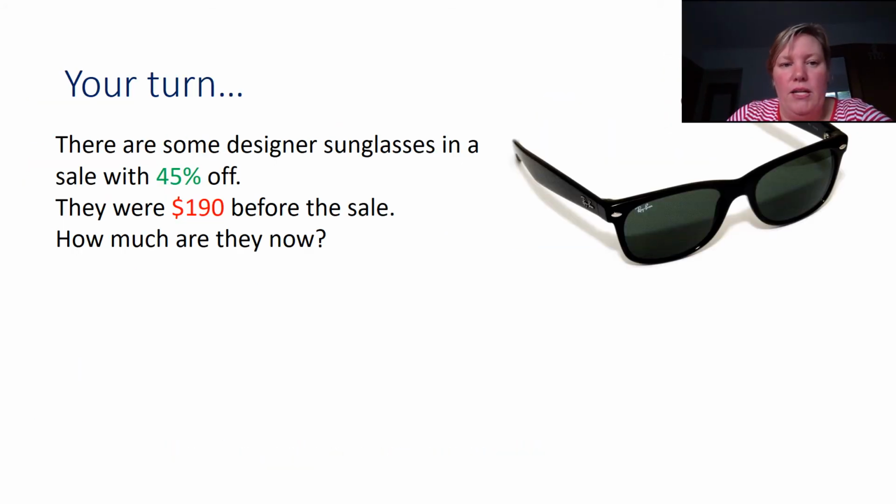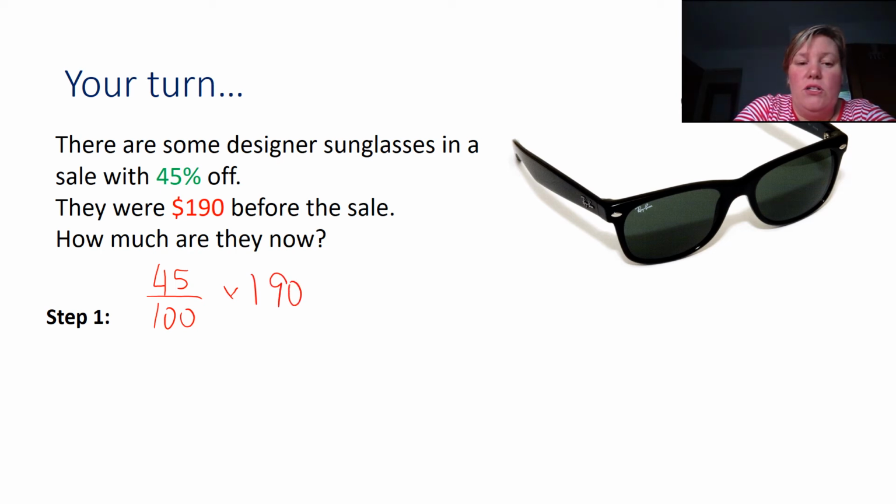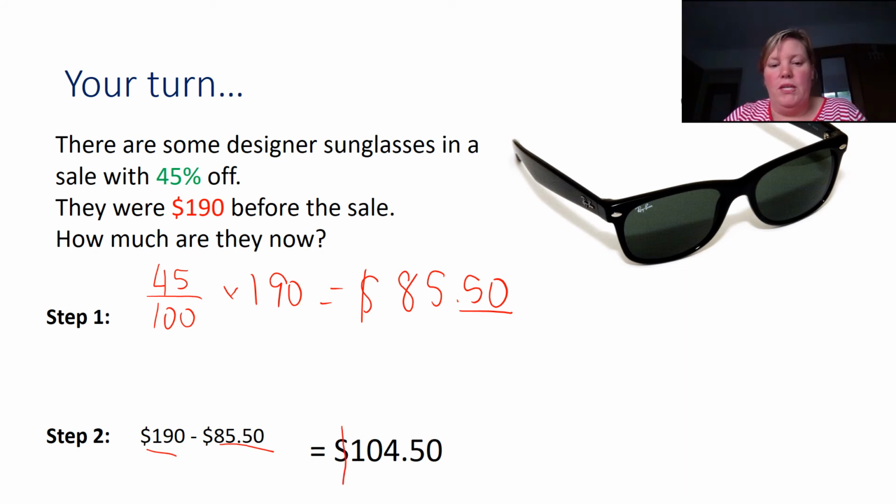Next one, third one, there are some designer sunglasses in a sale with 45% off. They were $190 before the sale. How much are they now? Well, $190. Oh, look at them, they're Ray-Bans. Good job. Step 1 again, find the 45%. So here's the 45% of the $190. What's that going to be? Quite a lot of money. And then subtract it off. So that was $85.50. Now again, notice that 2 decimal place rounding. So here's my original minus the discount, and so the price I'm actually going to pay is $104.50. Oh, I forgot it. Oops, I'll just put that in.